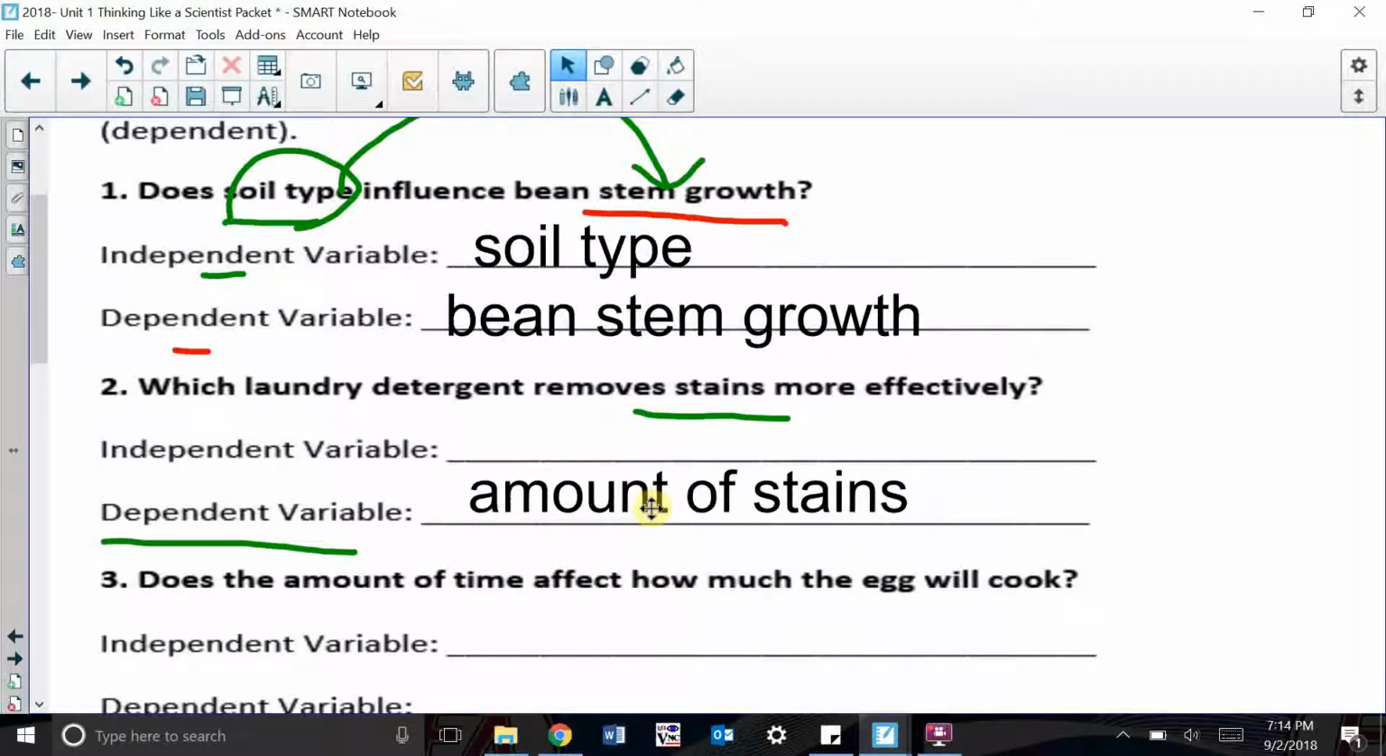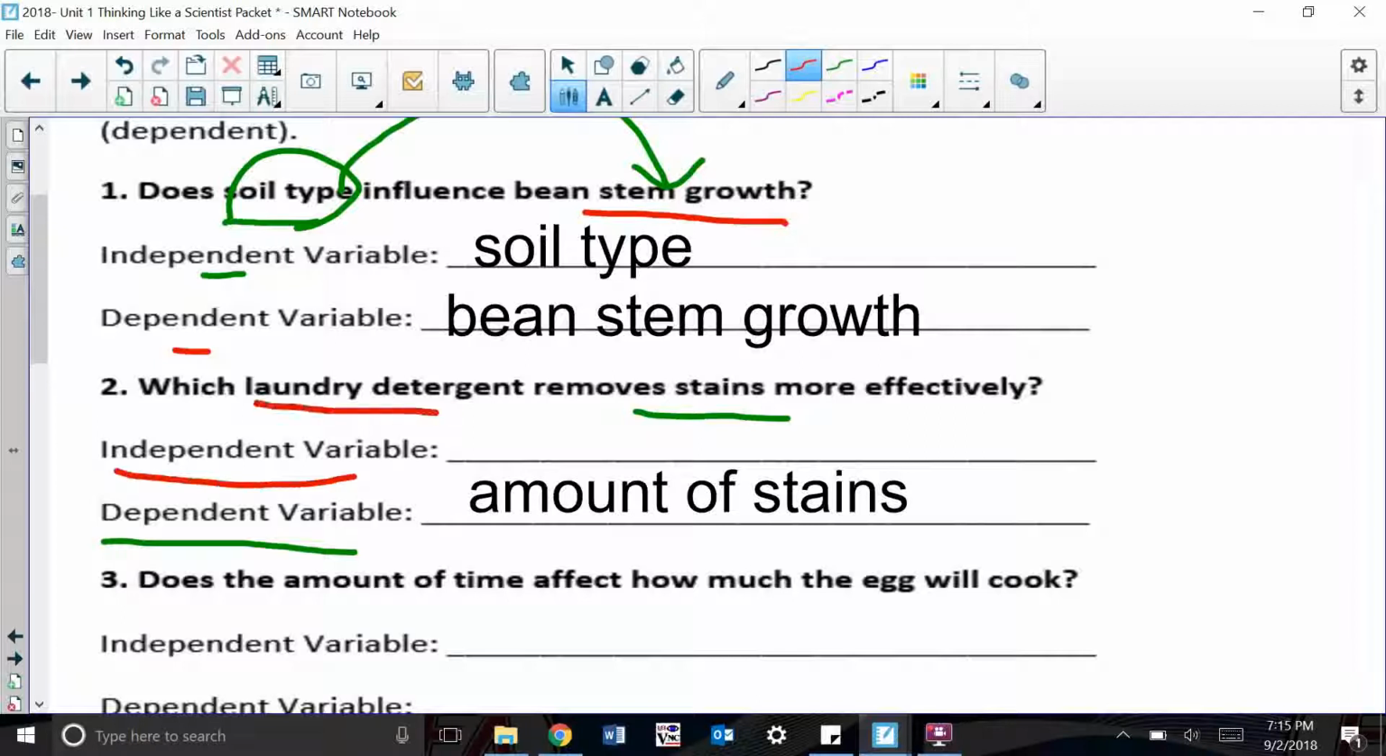Again, you can't just say stains because I could argue how large they are, what color, if they faded or not. So we want to be as clear as humanly possible whenever we're discussing these examples. For my independent variable, something that I change, I'm going to change which laundry detergent I use.